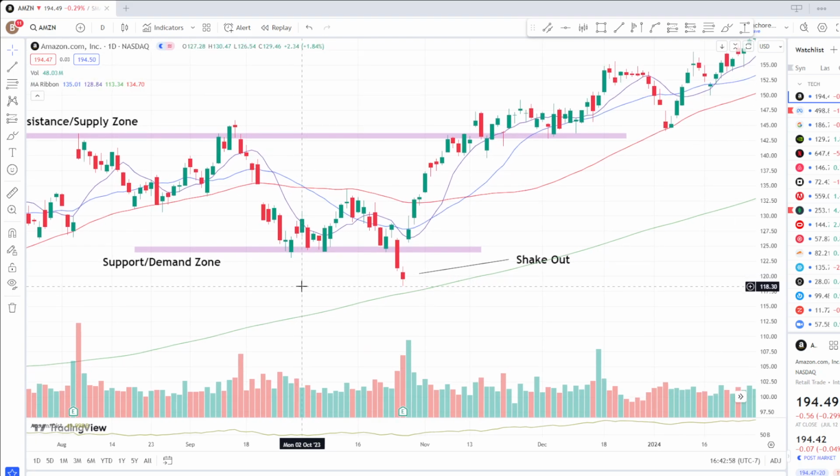Now that we understand both of these terms, let me talk about the trading strategy. Basically, what you want to do is identify these resistance and support zones, and then wait for a shakeout. It's also called a liquidity grab or a liquidity sweep. Basically, you see selling happen. It's usually aggressive selling, and price goes below those key support levels.